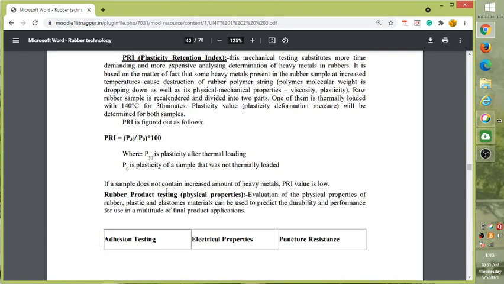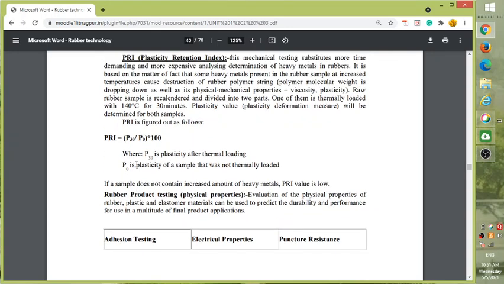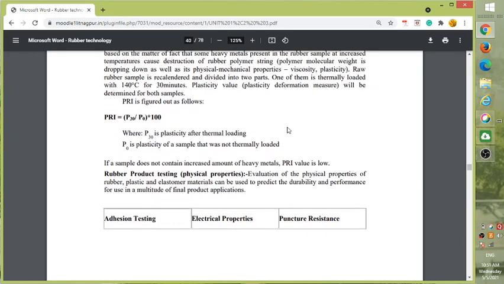If a sample does not contain an increased amount of heavy metal, PRI value is high, because these heavy metals only contribute to the deterioration of the plastic. So if the sample contains an increased amount of heavy metal, then PRI value will be low, meaning plasticity deformation measure will be low.